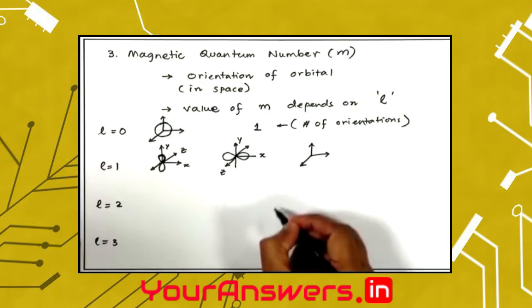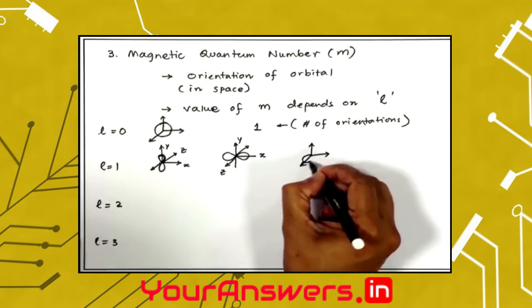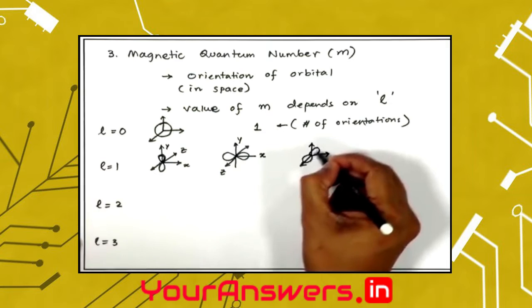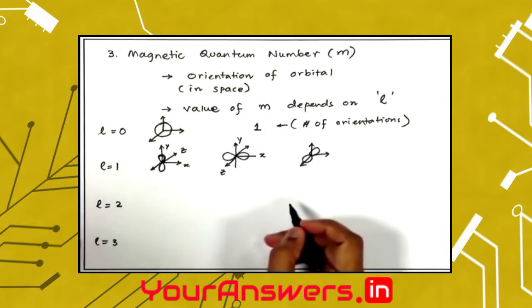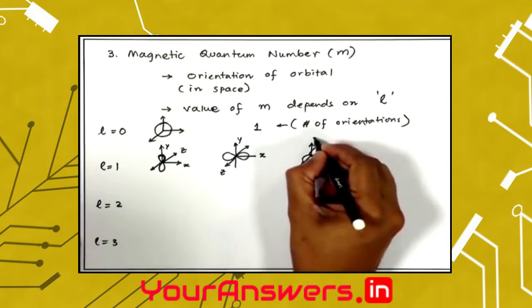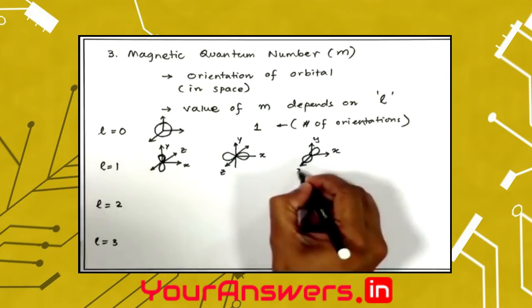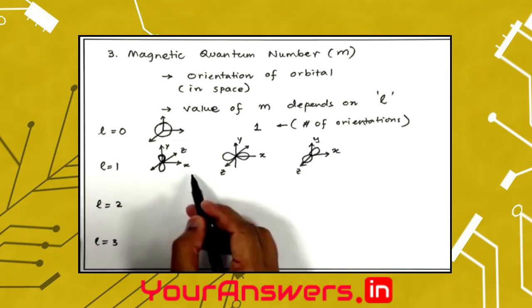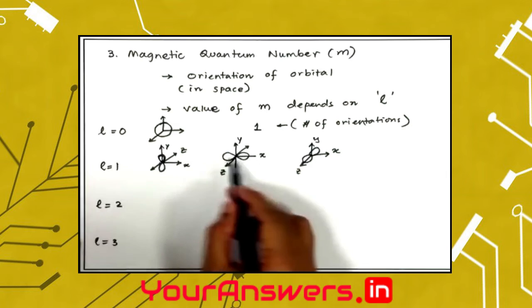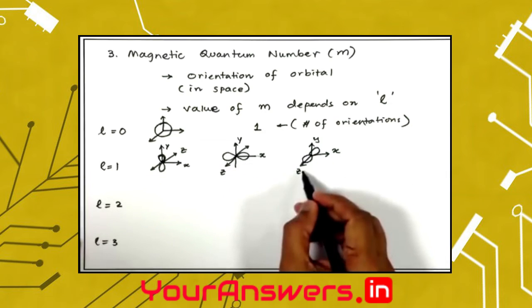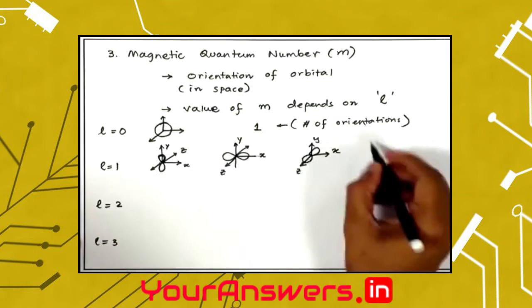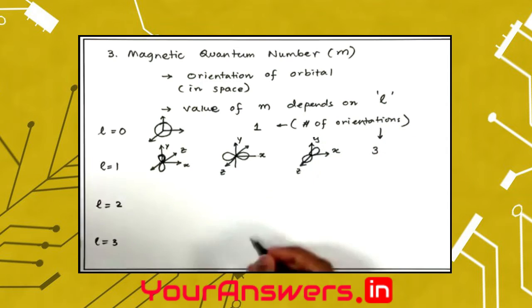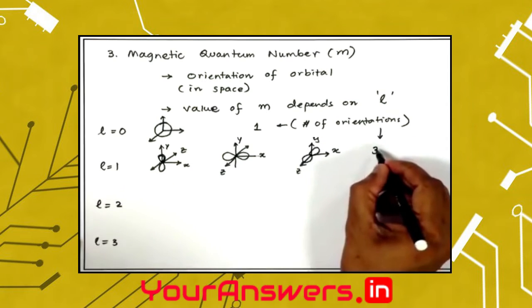So, this is the z axis. I can orient it in this way, where this lobe actually goes below the plane of the paper. So, you saw I can orient this p orbital in 3 different ways, either along the y axis, or along the x axis, or along the z axis. So, I have now 3 orientations. The number of orientations for p orbital is 3.